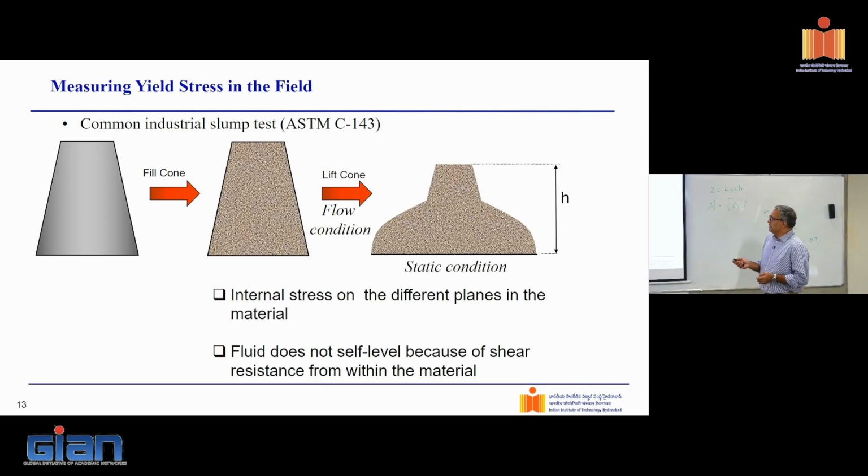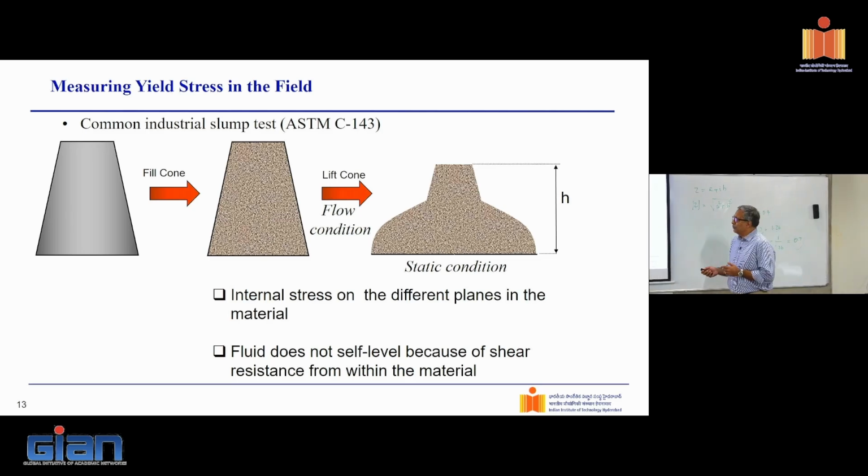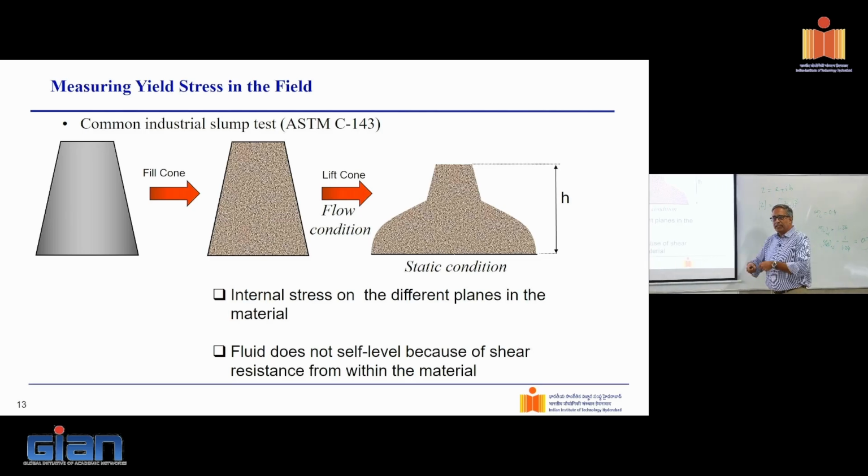How do we measure yield stress? Typically, the way we measure it is using this slump cone. And if material has a yield stress, it is not going to be self-leveling. What do I mean by that? Suppose if I fill this cone with water and I lift the cone, what is going to happen? It'll essentially level out, right? It's not going to keep a shape like this. It's impossible for water to keep this shape.